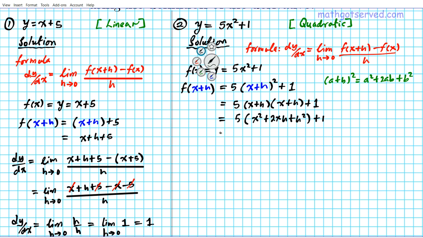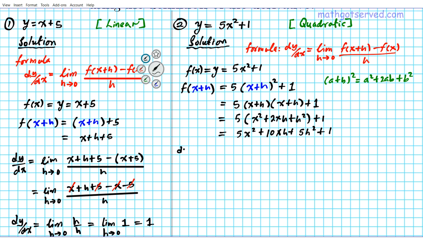Okay, let's go ahead and continue with our simplification. Distribute 5 across all the terms in the parentheses. So we have 5x squared plus 10xh plus 5h squared plus 1. Okay, so this is as far as it goes. There aren't any like terms that we can combine, so we already know what f of x plus h is. So we have our two ingredients down, f of x and f of x plus h.